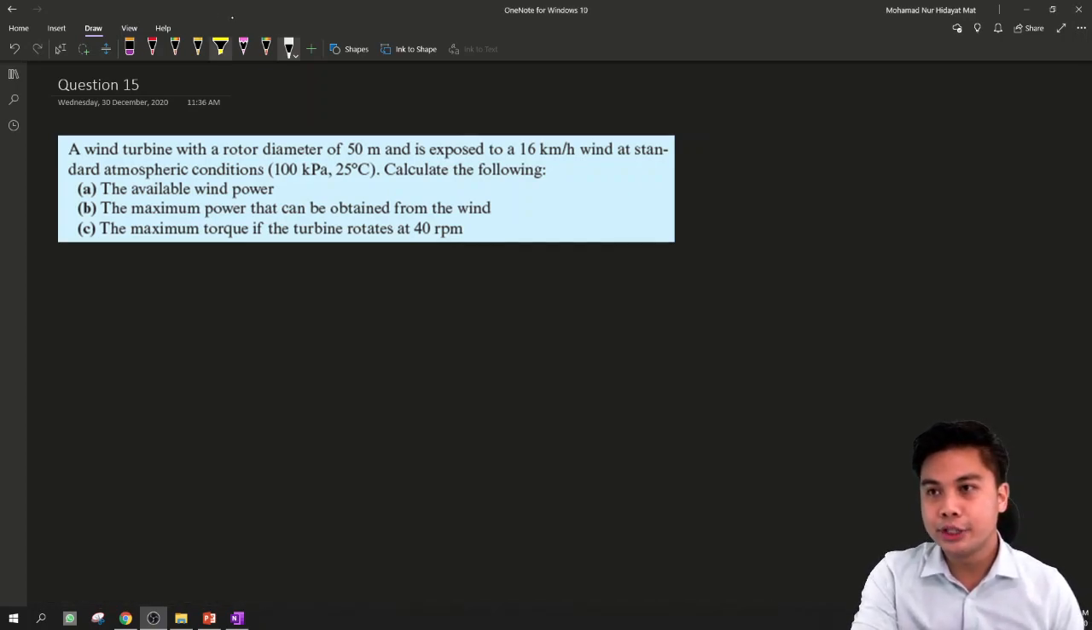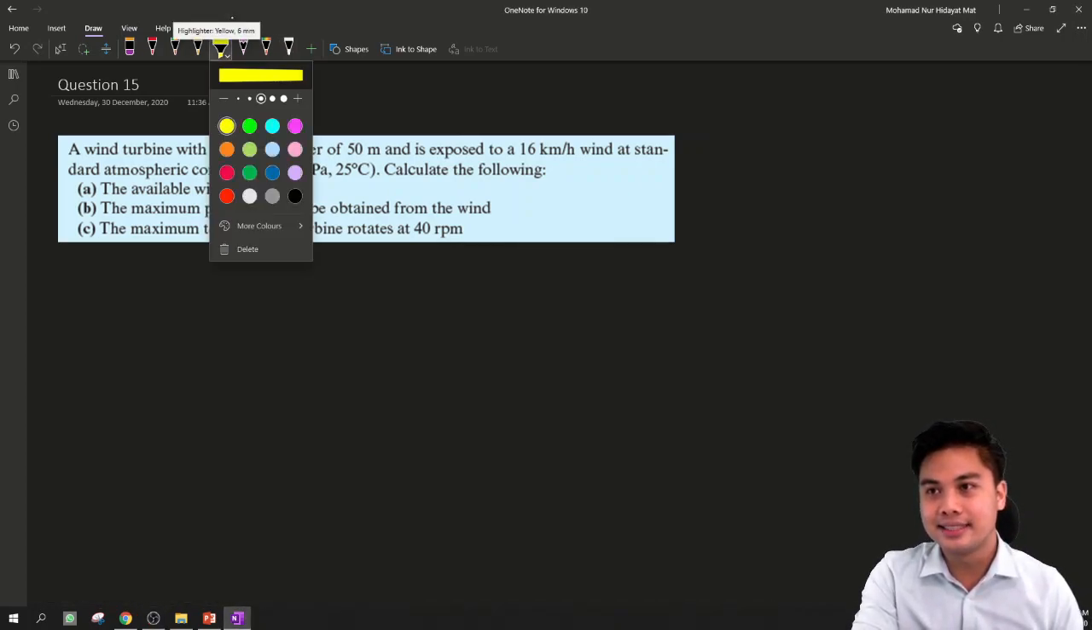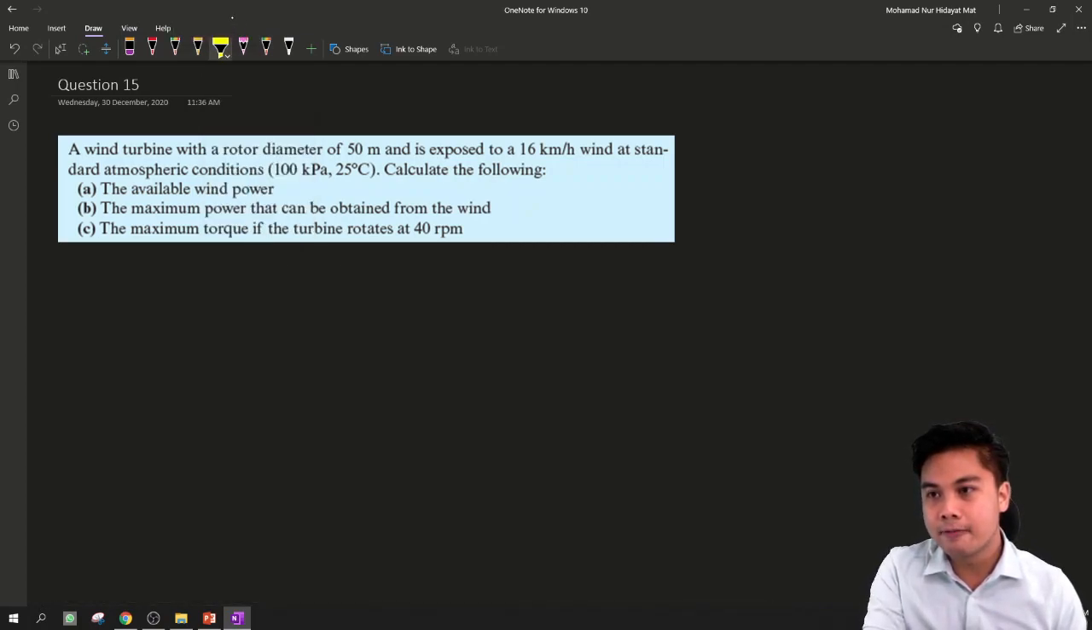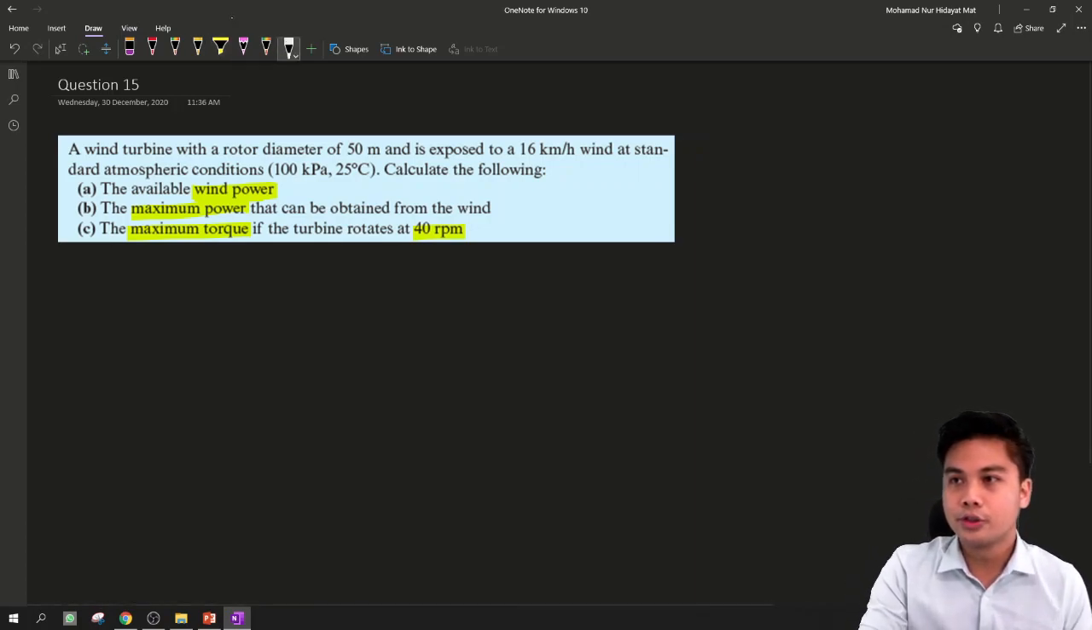So first we need to analyze the question. What does the question ask? Calculate the available wind power. This is the power input from the wind. And then the maximum power. And then the maximum torque if it rotates at 40 rpm. Okay, so we solve A first. Step 1.